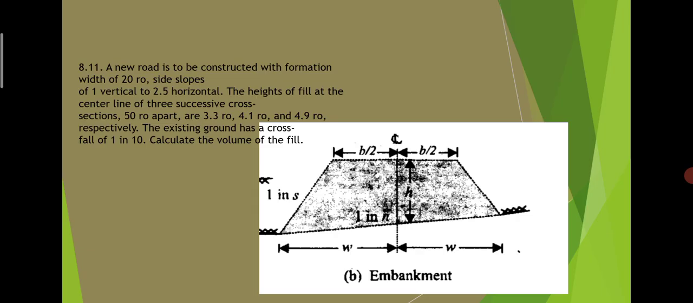A new road is to be constructed with formation width of 20 meter, side slopes of 1 vertical to 2.5 horizontal. The heights of fill at the center line of three successive cross sections 50 meter apart are 3.3 meter, 4.1 meter and 4.9 meter respectively. The existing ground has a crossfall of 1 in 10. We need to calculate the volume of the fill.